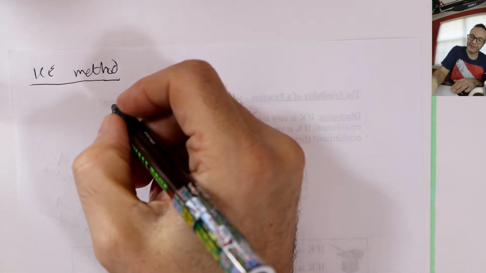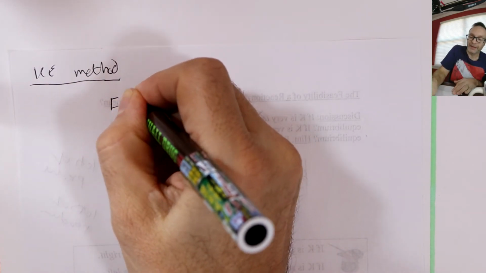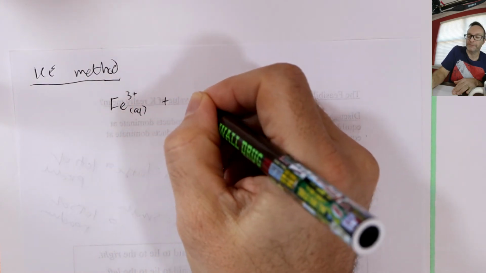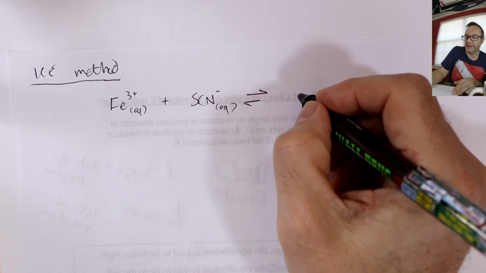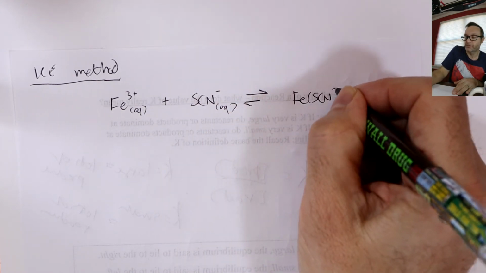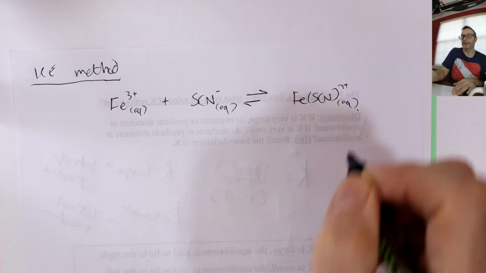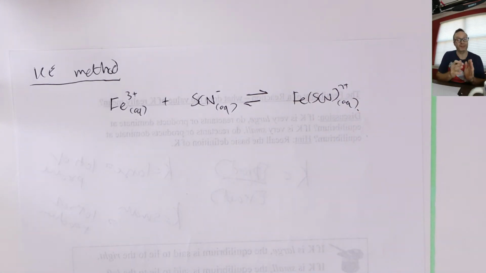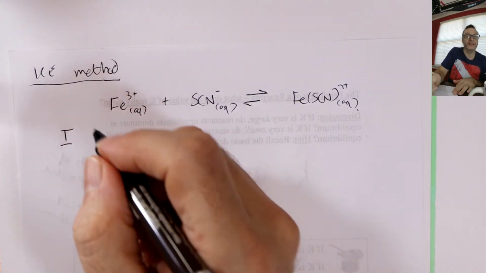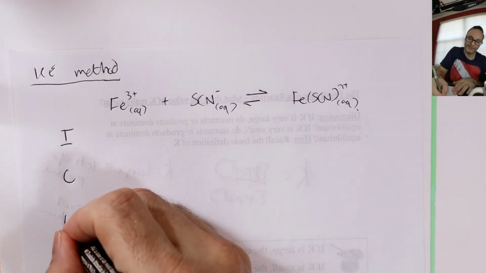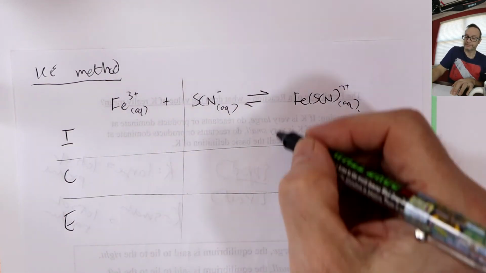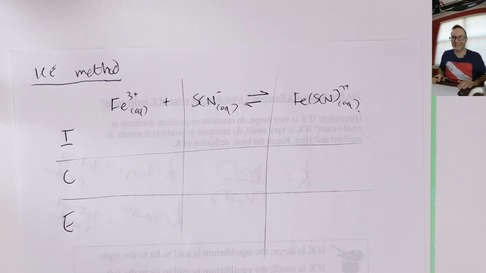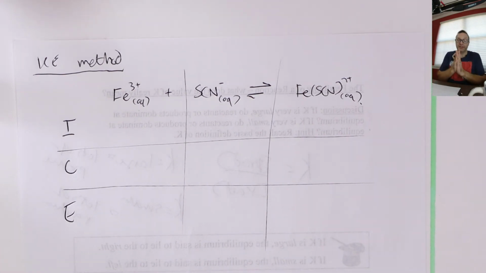So what do we got? Well, how do you set it up? So you go Fe3 plus. I'm going to set up the equilibrium, right? There's our equilibrium. I'm just going to set it up. Okay, so that's our equilibrium, right? And then down the side, I for initial, C for change, E for equilibrium, right? Like a grid. I love grids.